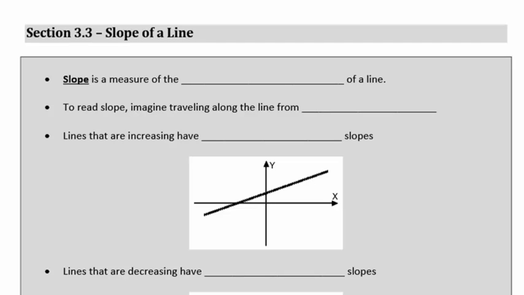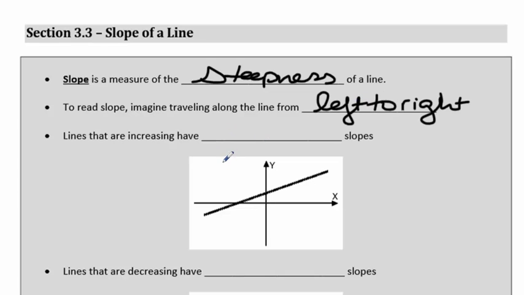Section 3.3 is on the slope of a line. Slope is a measurement of the slant or steepness of a line. To read slope, we imagine traveling along the line from left to right. Lines that are increasing from left to right, such as the one below, have positive slopes.